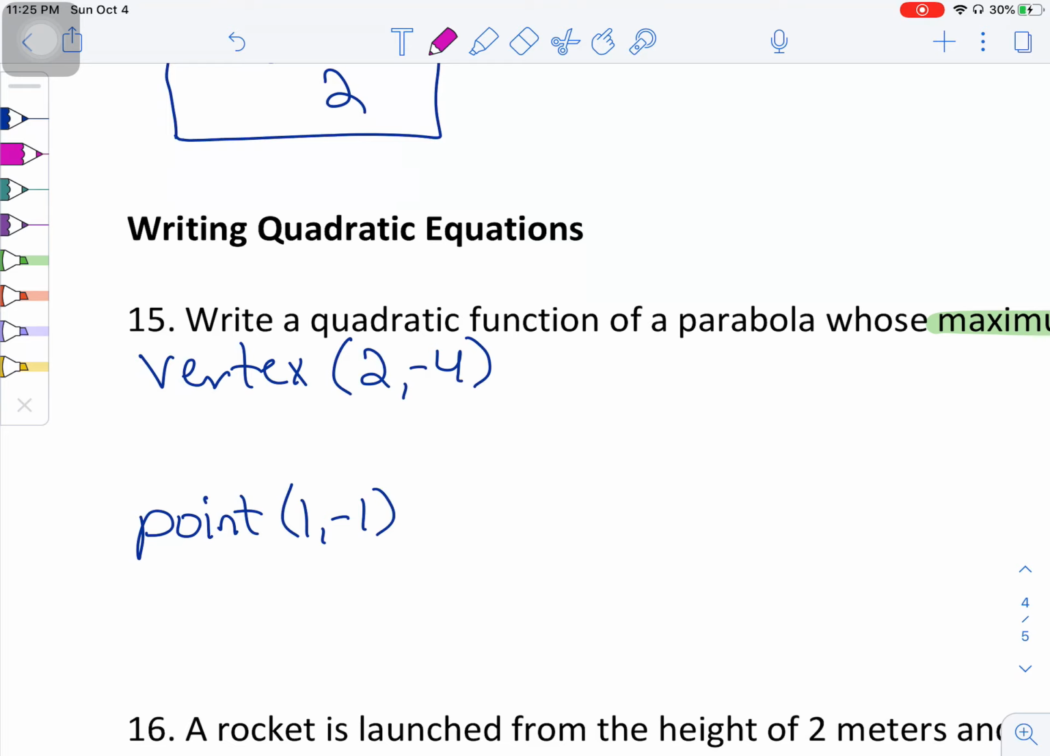Now, your vertex represents h and k, and your point is x, y.